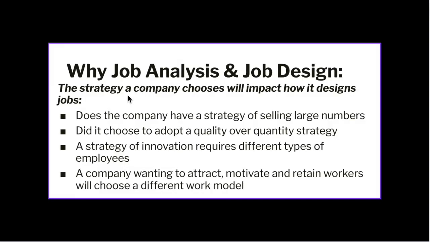The strategy a company chooses will impact how it designs jobs. Does a company have a strategy of selling large numbers, like Samsung? Or did it choose to adopt a quality over quantity strategy, like Apple phone? It's the opposite. Samsung phone, Apple phone, okay? A strategy of innovation requires different types of employees. A company wanting to attract, motivate, retain workers will choose a different model. So, just like you have one set of employees for Apple, you have another set of employees for Samsung.